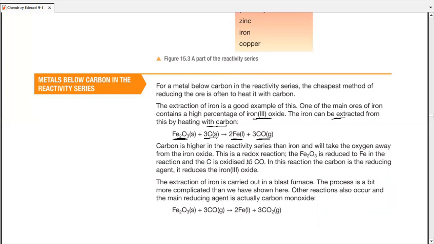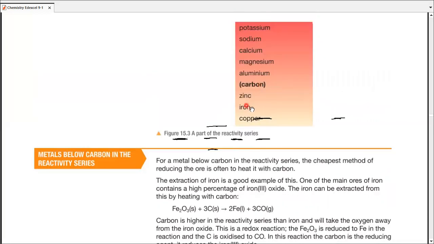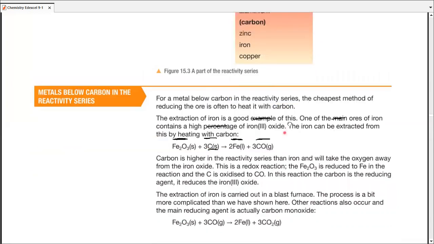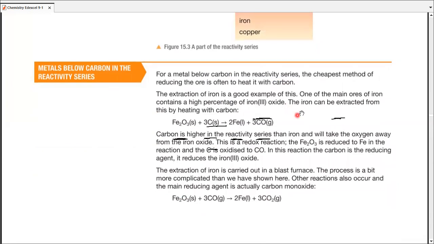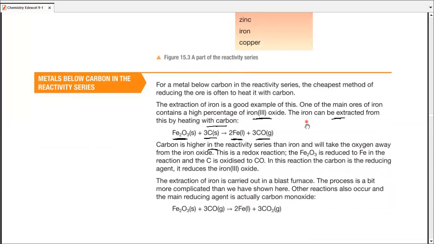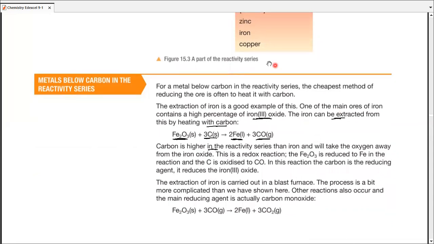Now, why would this reaction proceed? It's pretty easy. Carbon is higher in the reactivity series. I'm going to move back a little bit. See, carbon is up top, iron is below, which means carbon is more reactive, iron is less reactive. If I go back, you'd notice that carbon can displace iron, form its oxide, and put iron apart. So of course, carbon will take away the oxygen from the iron oxide.